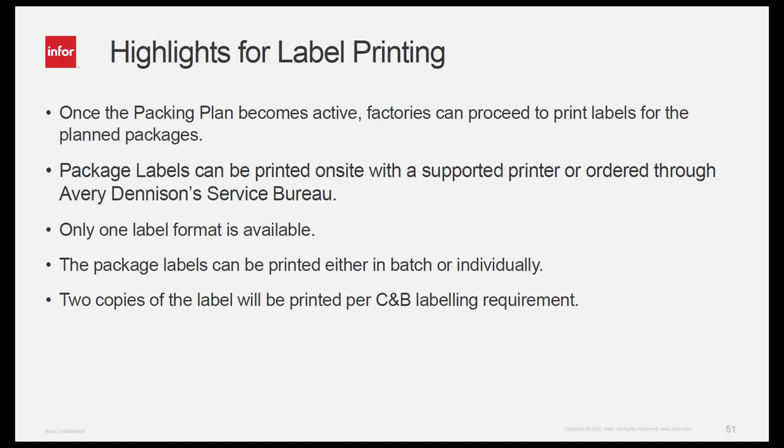Next up is to print your labels. Once the packing plan is active, you can go ahead and print out your labels. Your labels can be printed on site or you can order them through Avery Dennison. There is only one format available. Your package labels can either be batched or individually printed, and there are going to be 2 copies of a label printed per CMB labeling requirement. Now we're going to go back into the system and see how we can print.